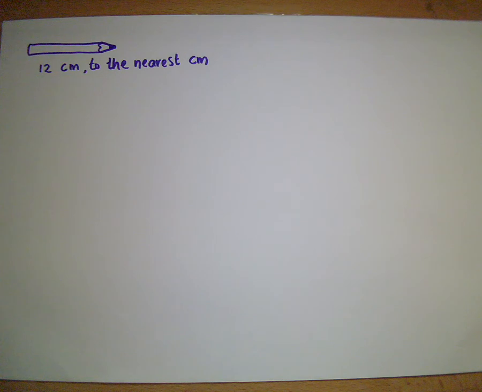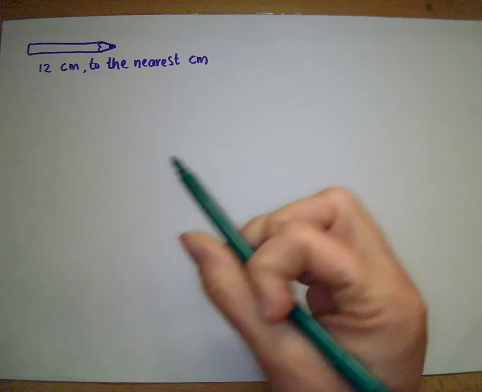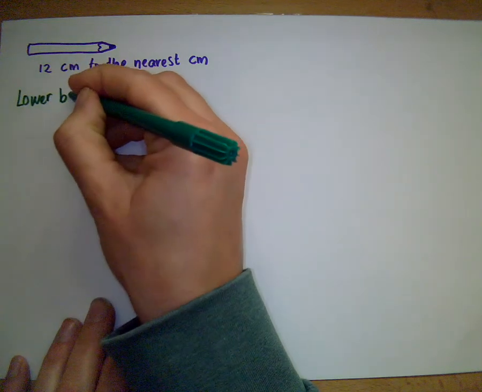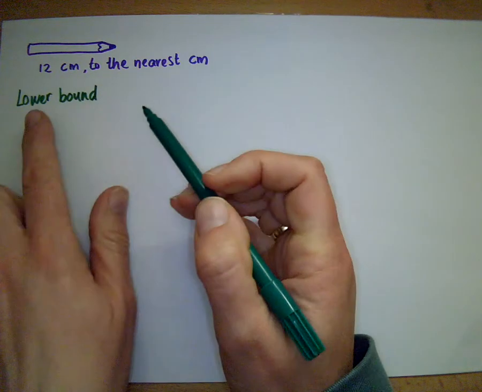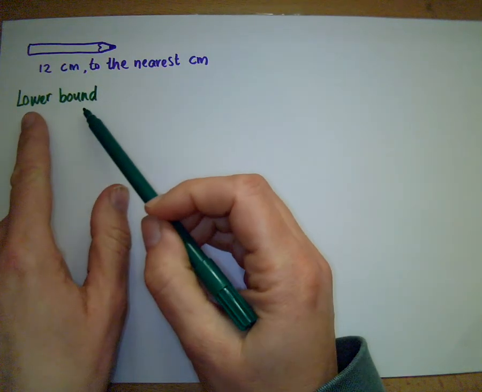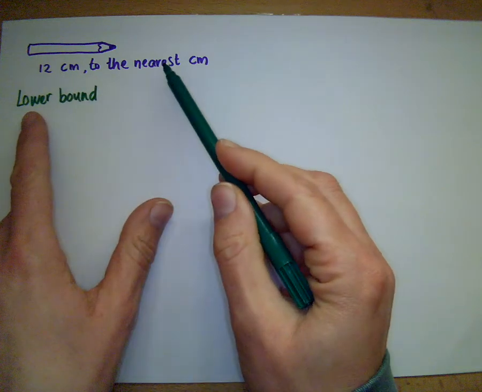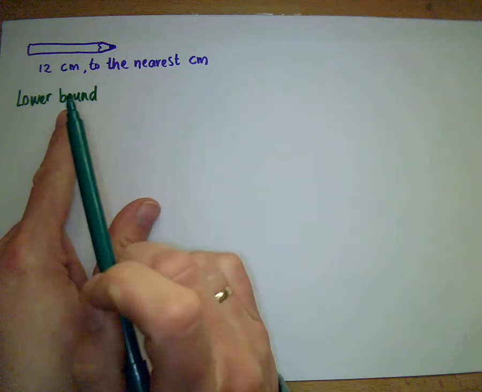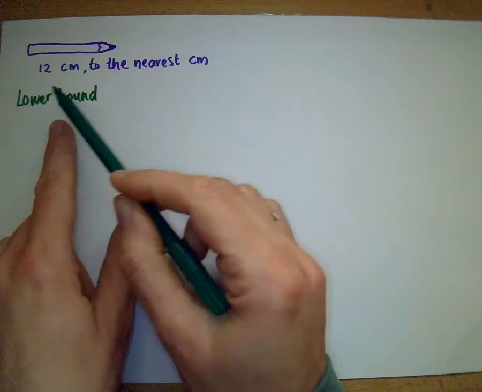Now, if we wanted to say something about the more precise, real actual length of this pencil, we could state the lower bound of the length. The lower bound, what this means is, if this pencil is 12 centimeters rounded to the nearest centimeter, then what is the lowest possible actual length of this pencil? That's what lower bound means.